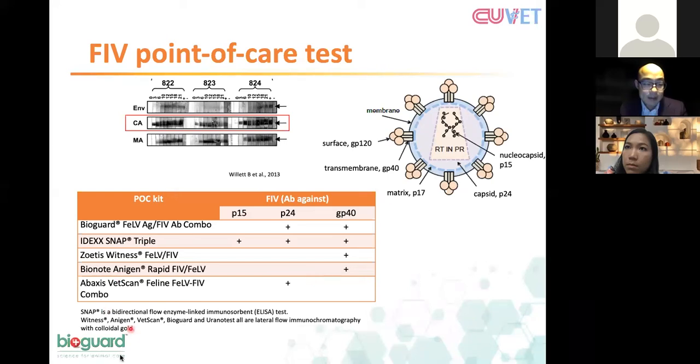So to summarize here, antibody against capsid can be detected as early as 3 weeks, followed by antibody against matrix proteins P17 and P15, and then GP40 at a later time, like 10 weeks after infection, but at slightly lower quantity and lower sensitivity.